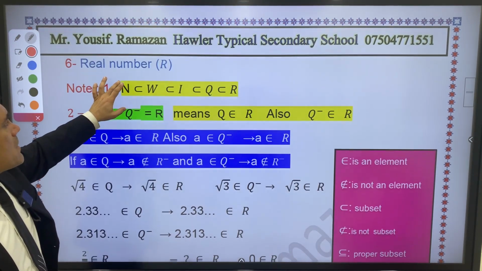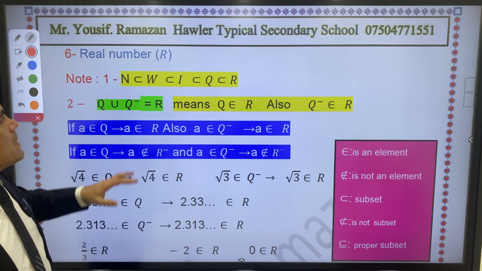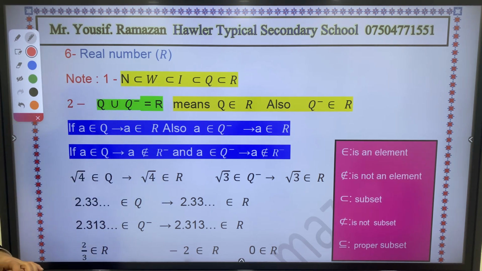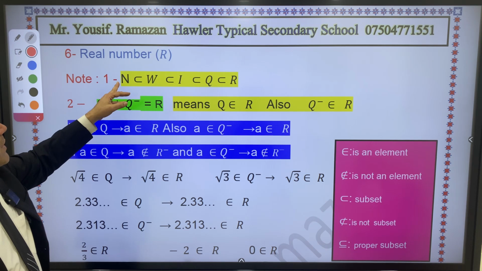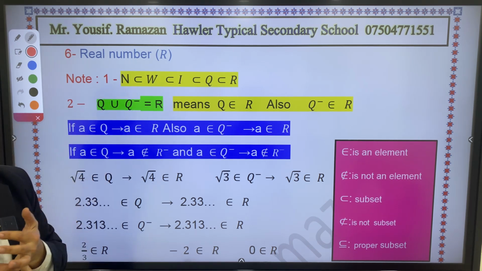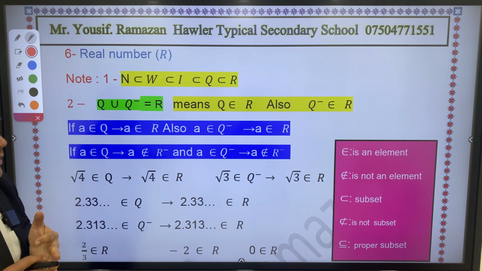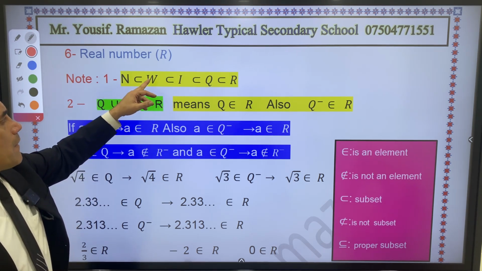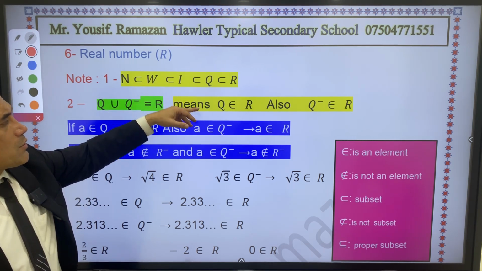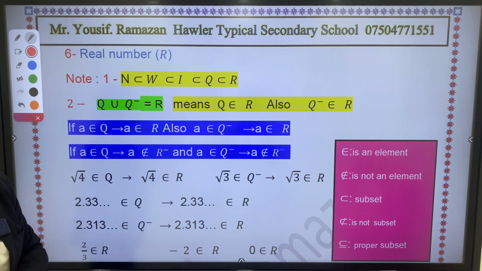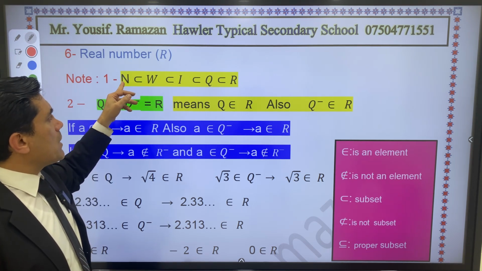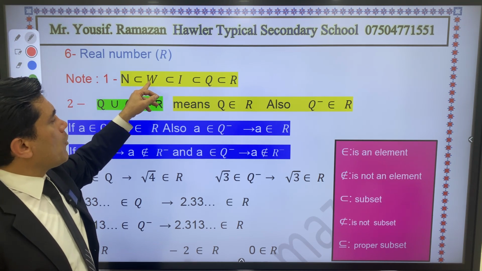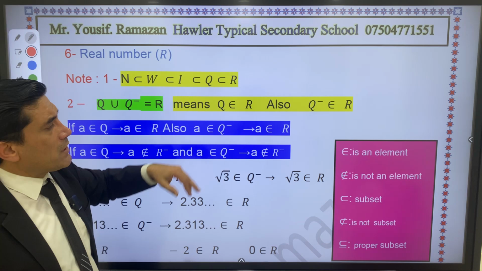Okay, so the symbol of the real numbers is capital R. Natural numbers are a proper subset of whole numbers, and whole numbers are a proper subset of integers. That means integers are a proper subset of rational numbers, and rational numbers are a proper subset of real numbers. That means any number in natural numbers, for example 2, we also have in whole numbers, integers and rational numbers.